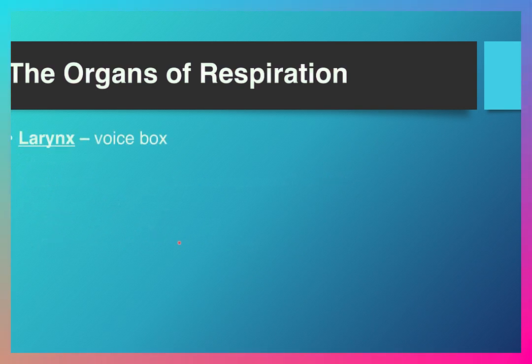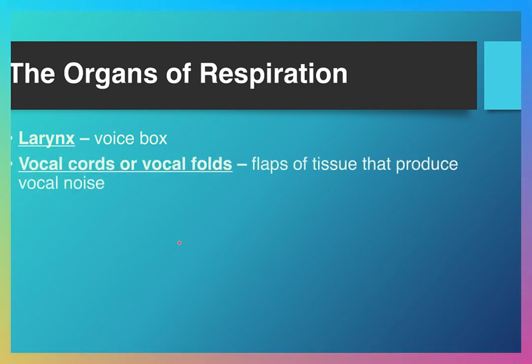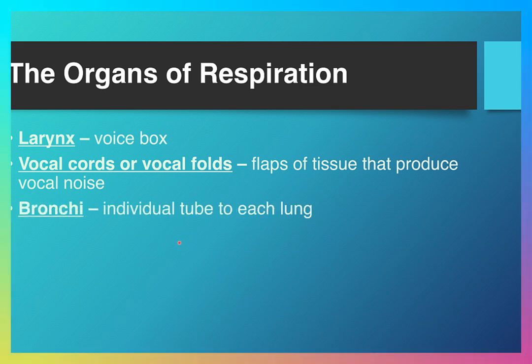And then it passes through the larynx. The larynx is where the voice box is, where we speak. And there are two types of folds or tissue that's in the larynx. One's called the vocal cord, and the other's called the false cord. The vocal cord, or the vocal folds, are flaps of tissue that produce sound.